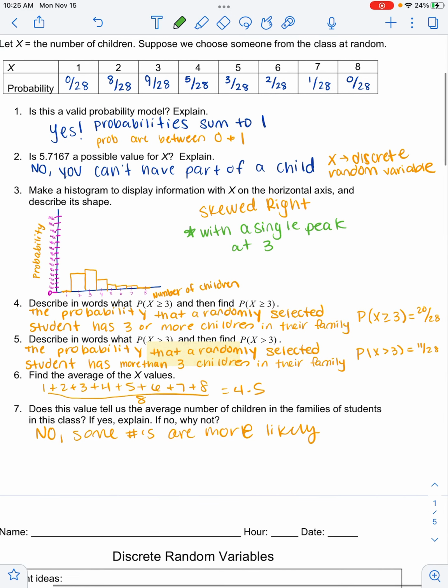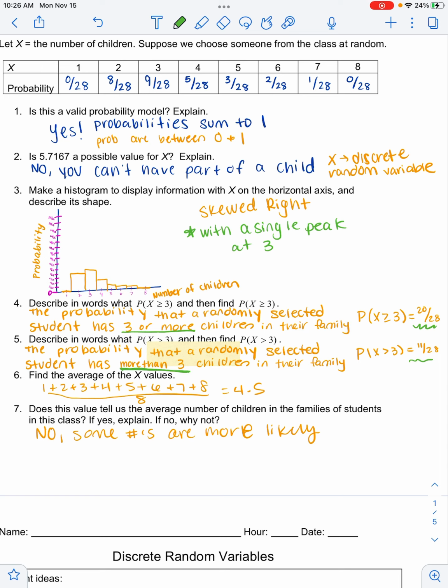All right, so for question 4, when it says describe in words, hopefully you put something like the probability that a randomly selected student has 3 or more children in their family, because it says x is greater than or equal to 3. And that probability based on this data was 20 out of 28. Now 5 is a little bit different because it says the probability that x is greater than 3. So this is strictly more than 3 children, and that probability would be 11 out of 28.